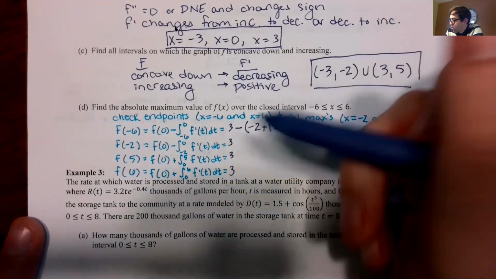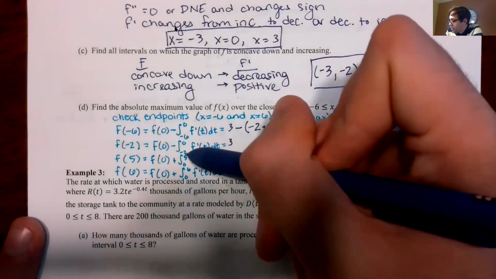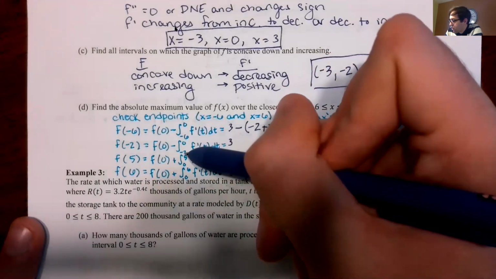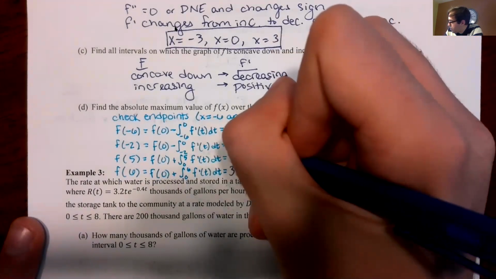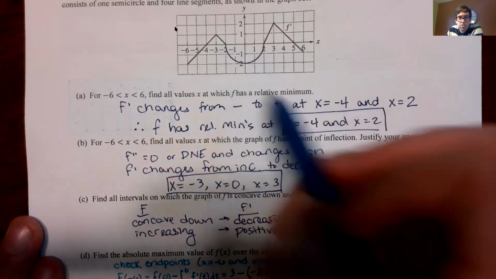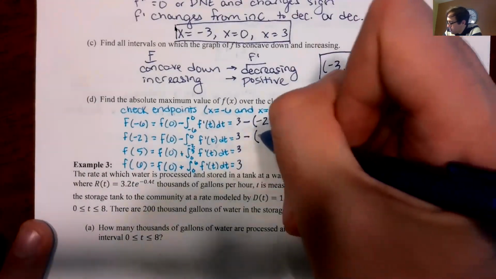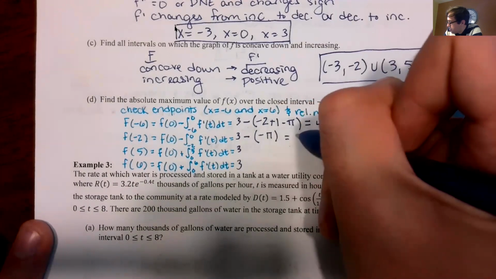All right, for the second one, we're only going from 0 backwards to -2, or really from -2 to 0. So we start with 3 and we subtract. And this was just the part from -2 to 0, so it's a -pi. So this is 3 plus pi.